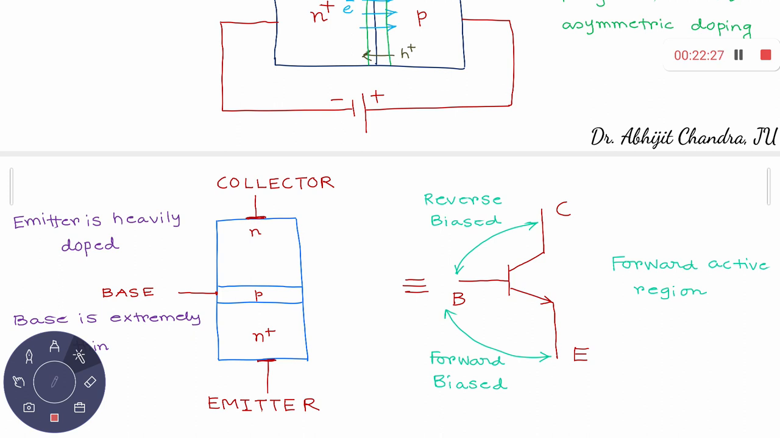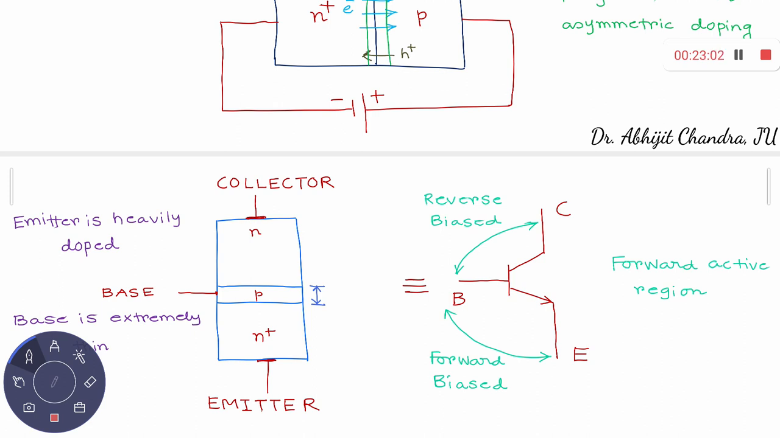That you have to ensure. Why? I am coming to that. It's not that you have simple N P and N plus. The P side, the in-between, the thickness of this P, if I consider that as my thickness, that thickness should be very small with respect to the area. If I consider the cross-sectional area, this thickness should be very, very small. Why? I'm coming to that.